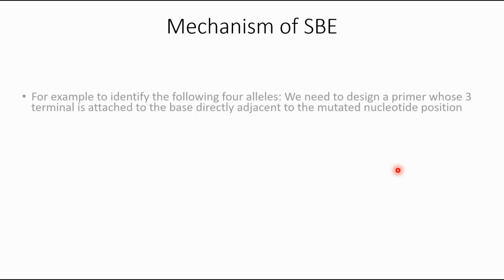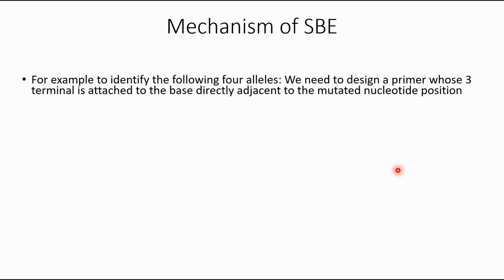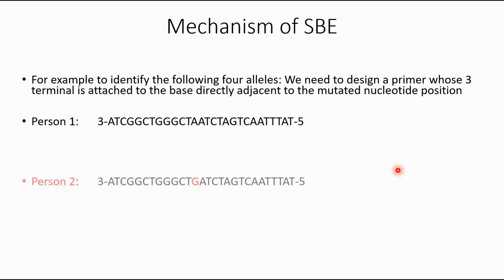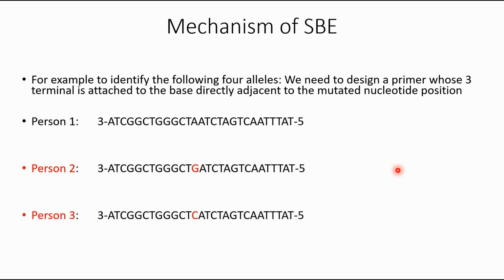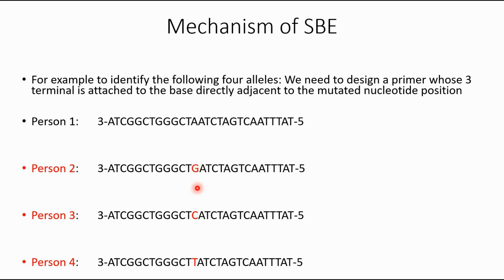Mechanism for SBE. For example, to identify the following 4 alleles, we need to design a primer whose 3' terminal is attached to the base directly adjacent to the mutated nucleotide position. For example, there are 4 people with 4 different alleles. At this position, they have different nucleotides. As we already talked about, 4 different possible alleles of a single gene. So this is the region of the SNP. We have to design an SBE primer for this location.